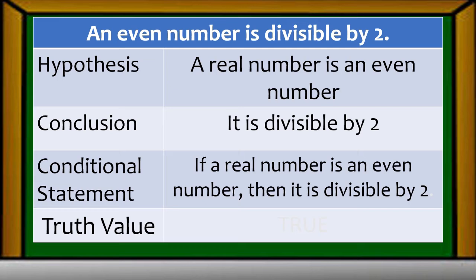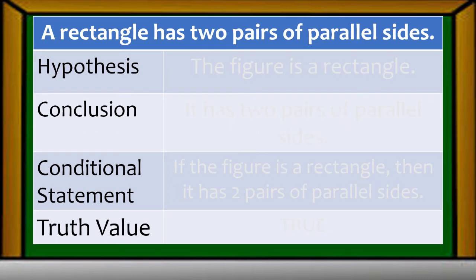Let us inspect whether the hypothesis is true. A real number is an even number, which is true. The conclusion, it is divisible by 2, is also true. Therefore, the truth value is true. Let us now fill the table to complete the task, which serves as our second example.